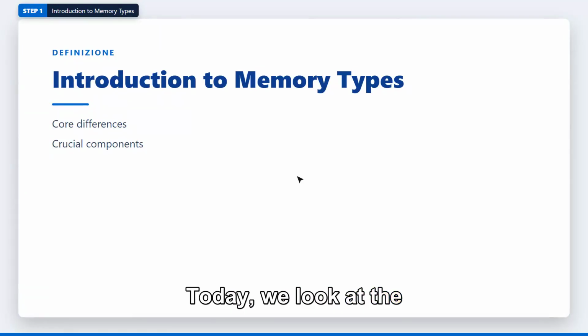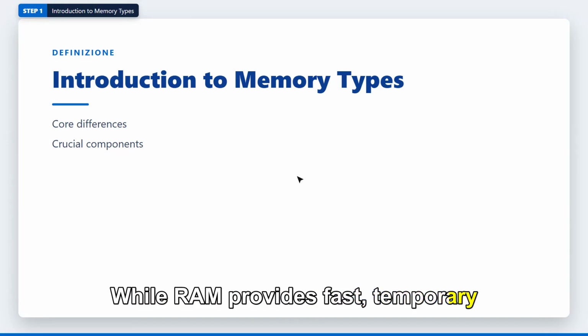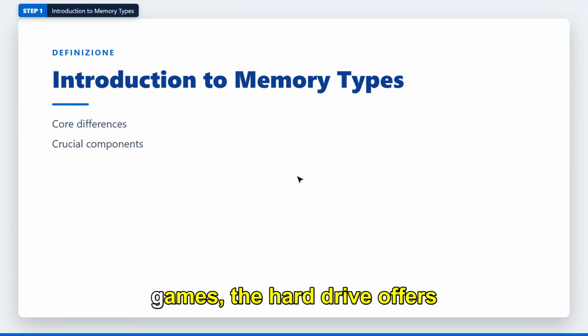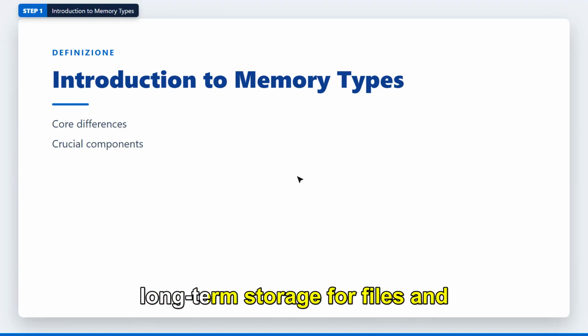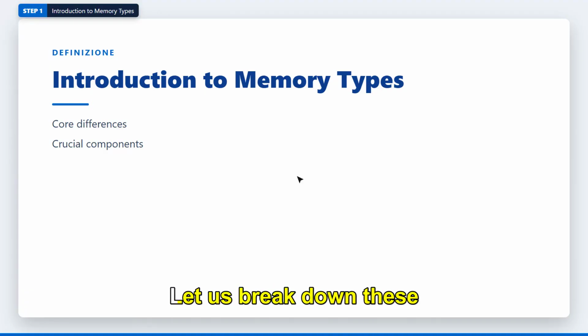Today, we look at the core differences between a hard disk and RAM. Both are vital, yet they serve opposite purposes in your system. While RAM provides fast, temporary space for open apps like games, the hard drive offers long-term storage for files and photos. Let us break down these unique functions.